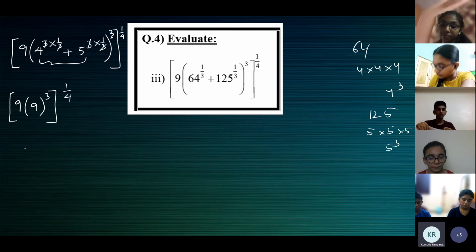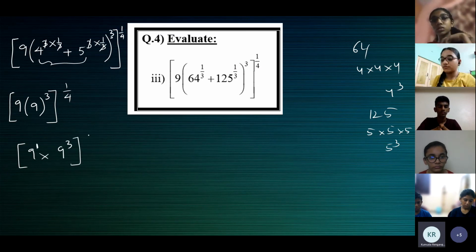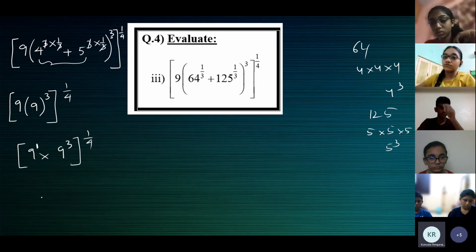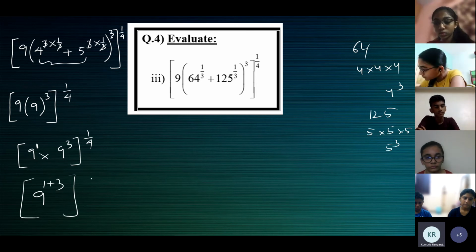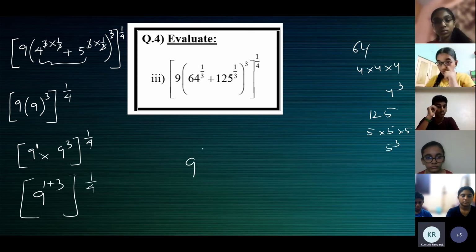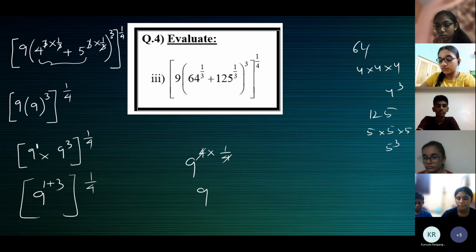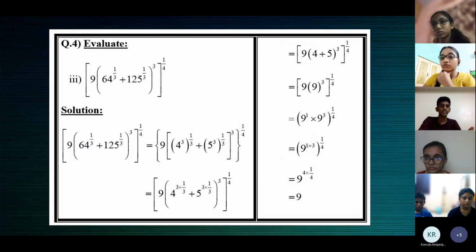So now inside you have 9 into 9 cubed. 9 to the power 1 into 9 cubed, the whole power 1 by 4. So bases are same, 9 and 9. Bases are same, so add the powers. 1 plus 3, the whole power 1 by 4. So it's 9 to the power 4 into 1 by 4. 4 gets cancelled. 9 is the result. Yeah, children, please write down.